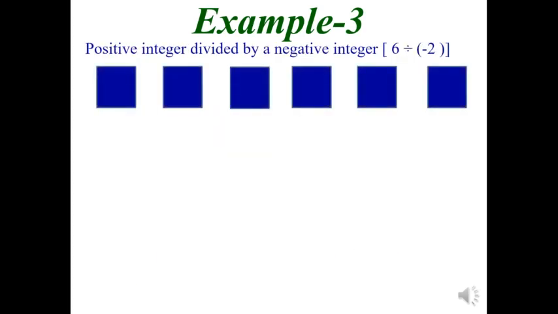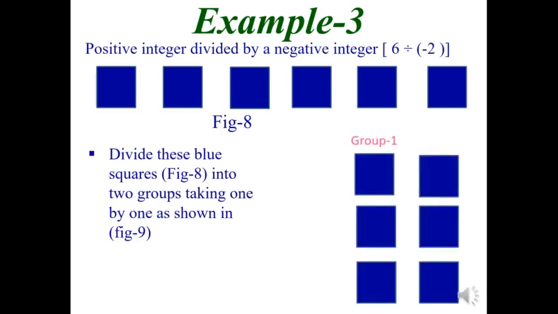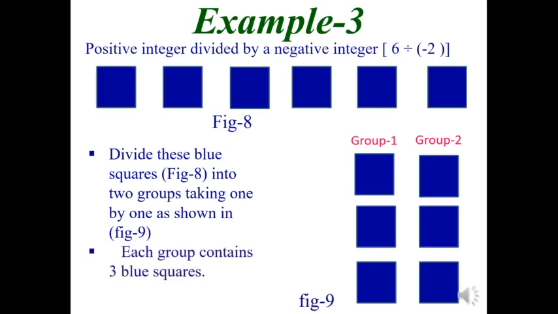Then we have 6 blue squares in figure 8. Then divide these blue squares into two groups, taking one by one as shown in the figure, like this. We have to make 6 blue squares into two groups, group 1 and group 2. Group 1 contains 3 blue squares, and group 2 also contains 3 blue squares. So each group contains 3 blue squares.